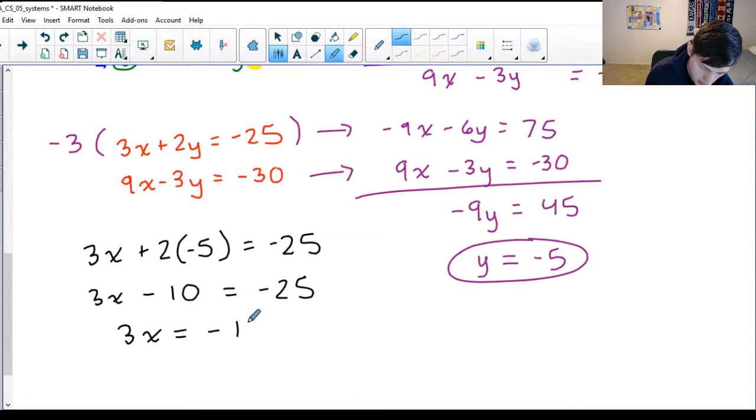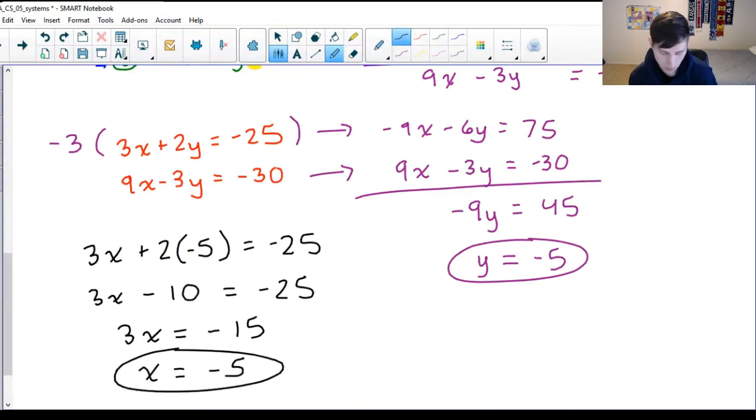Add 10 to both sides. 3x equals negative 15. And divide by 3. X also equals negative 5. Okay. So x is negative 5. Y is negative 5. Great.